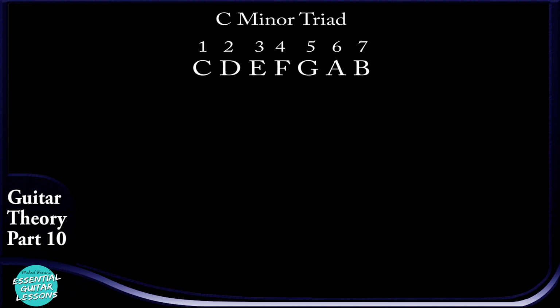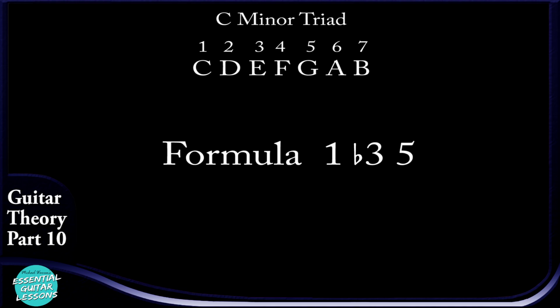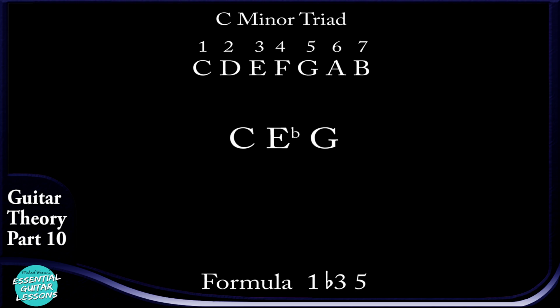So this time the formula is 1, flat 3 and 5. So our first note is C, the root note. This time we flatten the third, so just lower the note by a semitone. So we have E flat, and then the fifth is G. So our C minor triad is C, E flat and G. So that's pretty easy too.